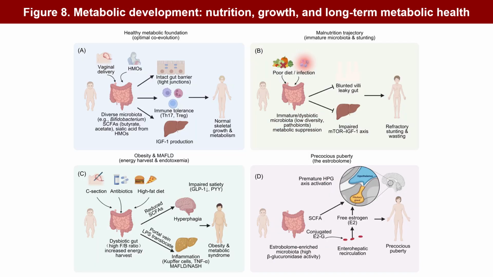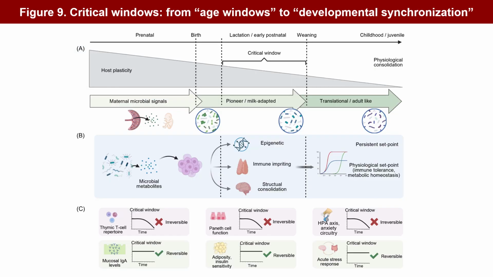Figure 8. Healthy maternal-infant coevolution supports growth and metabolic homeostasis. In contrast, malnutrition, infection, caesarean section, antibiotics, or a high-fat diet can push the microbiota toward an immature or metabolically shifted state. Figure 9. A critical window reflects whether host developmental needs meet microbial functional signals at the right time.